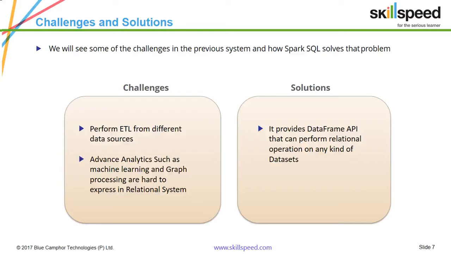Now, with the Data Frames API, we have solved the problem of ETL analysis. With Spark SQL's Data Frame API, you can practically query any structured or semi-structured data using SQL. And you can even use Hive QL. If you are wondering what is the solution for machine learning, there is something called MLlib, and the solution for graph processing is GraphX libraries, which we will see as we go towards the course.